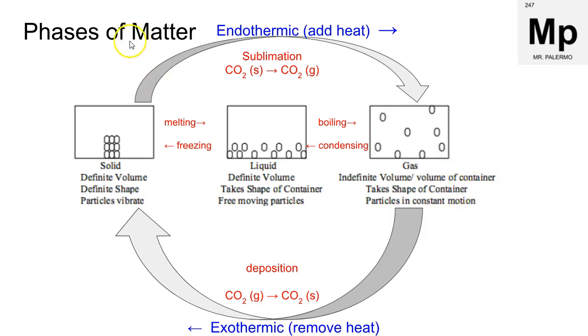If we went from a solid directly to a gas, that is called sublimation. An example we talked about in class is carbon dioxide solid, which is dry ice, and it goes right from the solid phase right to the gas phase. And then if we cooled that substance, that would be deposition, going from the gas back to the solid.